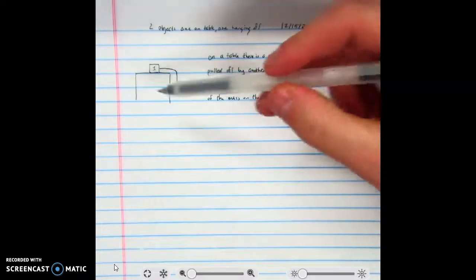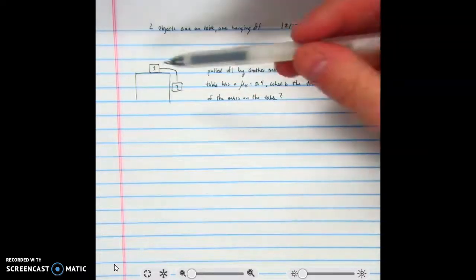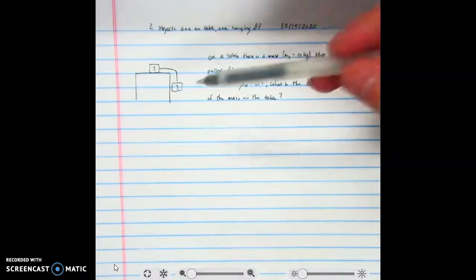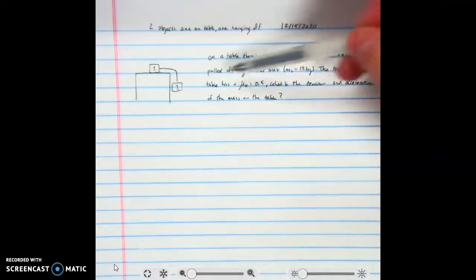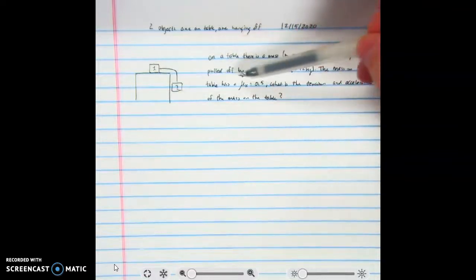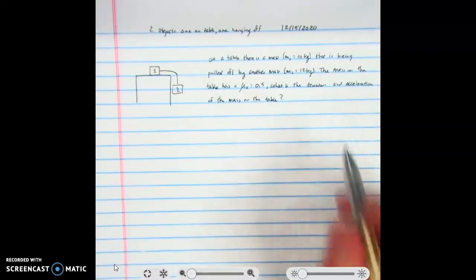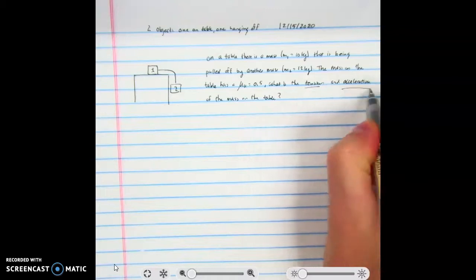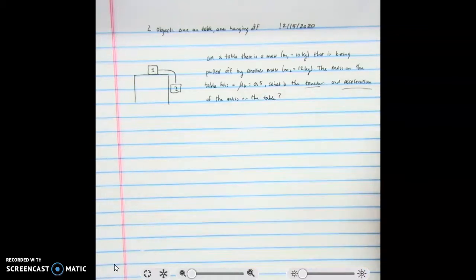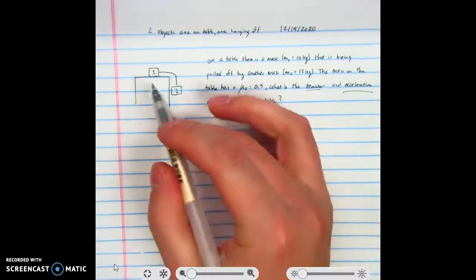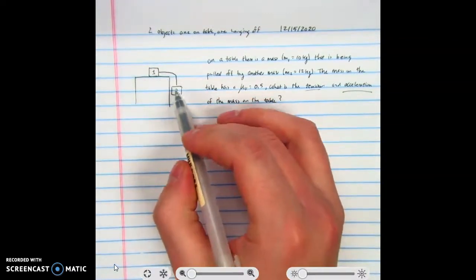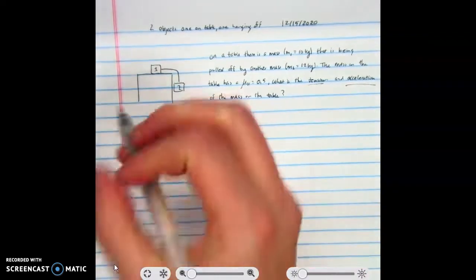Okay, so. Object 1, mass of 10 kilograms. Object 2, mass of 12 kilograms. There's a coefficient of kinetic friction of 0.5 between object 1 and the table. So we're going to find two things: the tension and the acceleration of the objects. Two objects, so we're going to have two free body diagrams.